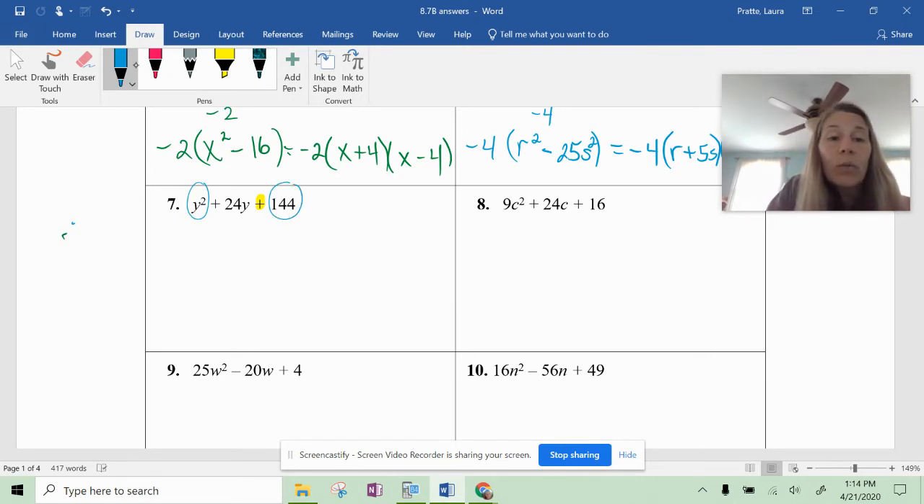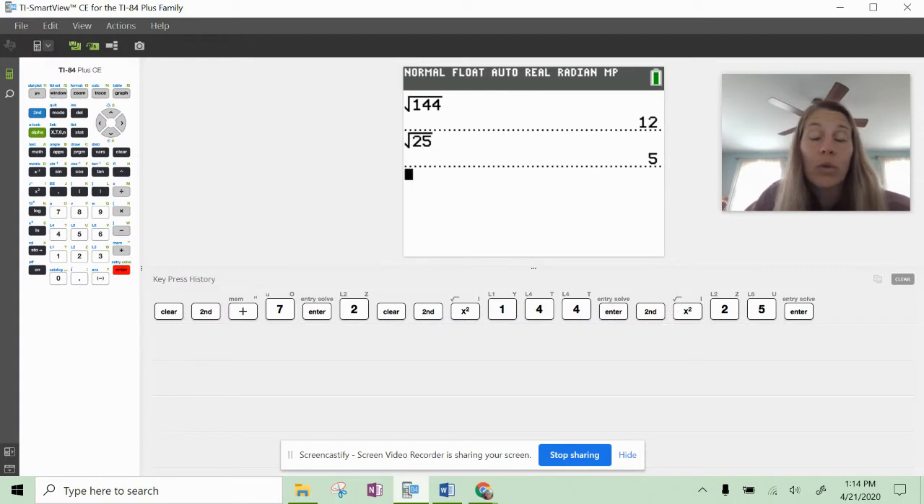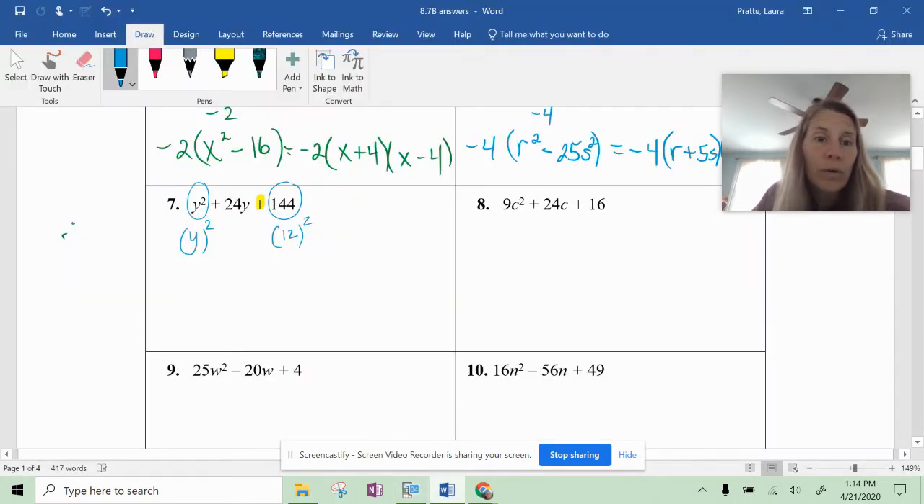So if it's already a y squared, we know, okay, there's a y being squared to get y squared. The 144 had to be a 12 squared. And again, you can use your calculator and do that square root like I showed you before. Square root of 144 equals 12. So that's how we know it's a perfect square and what it equals.